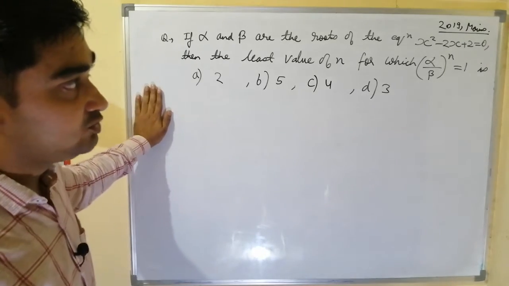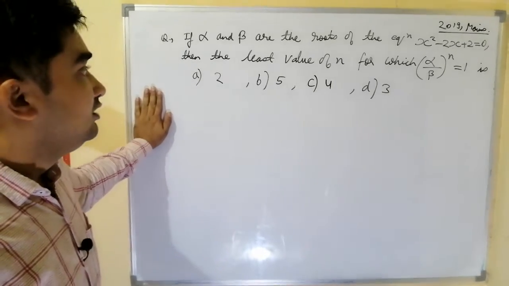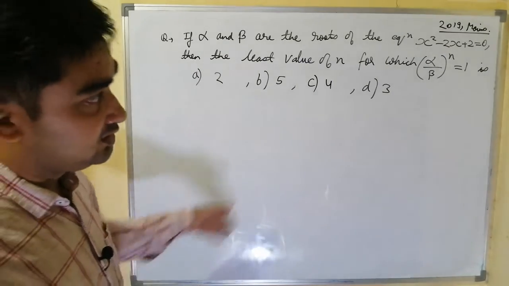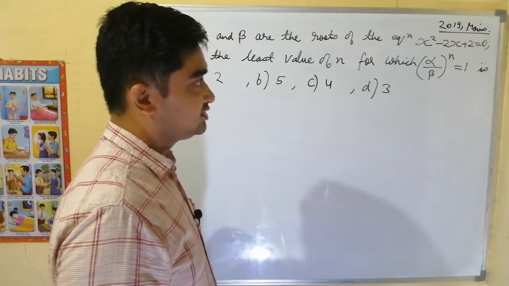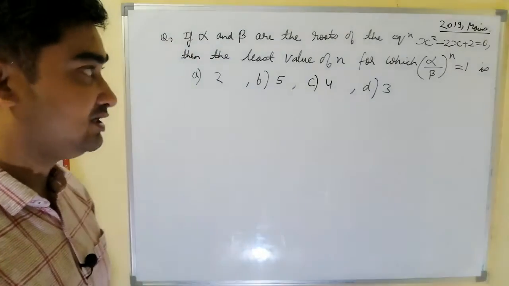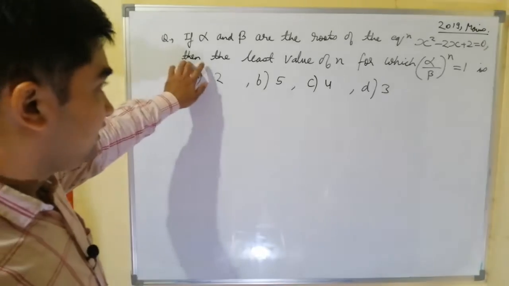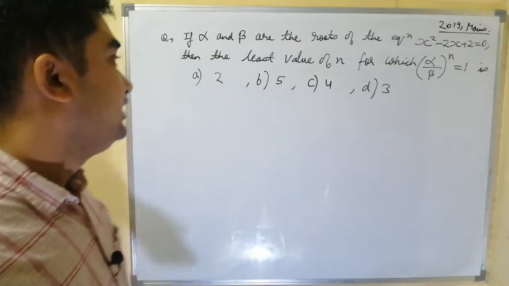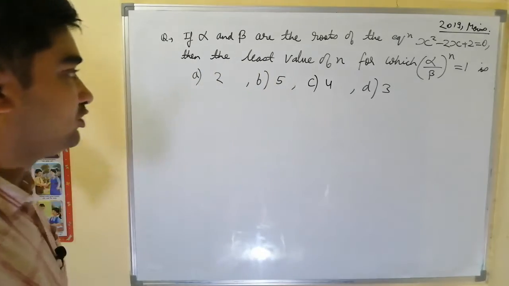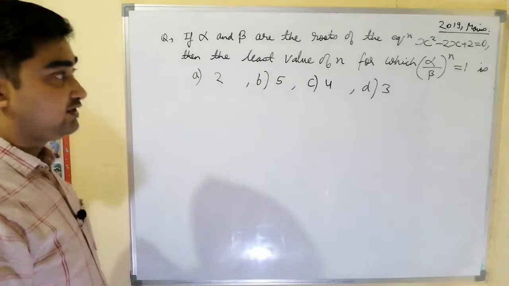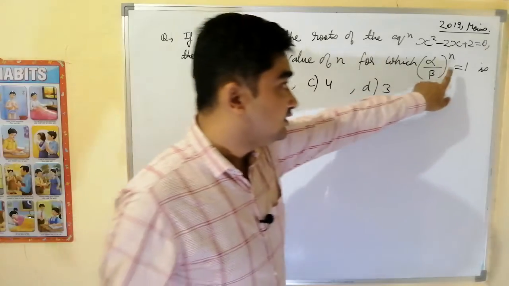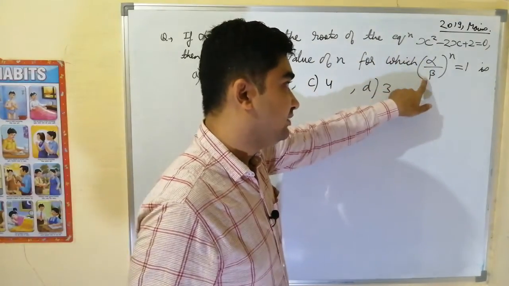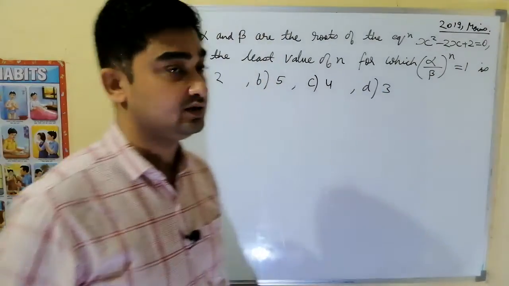This problem came in IIT 2019 mains. In this problem it is given that alpha and beta are the roots of the quadratic equation x square minus 2x plus 2 is 0. Then the least value of n for which (alpha by beta) raised to the power n should become 1 is, 4 options are given: 2, 5, 4 or 3. So we have to find the least value of n among the given options which will make alpha by beta raised to the power n equal to 1.